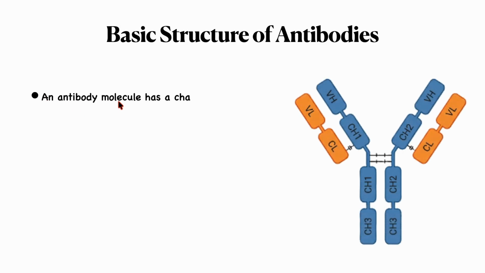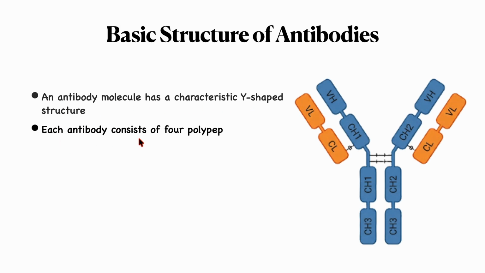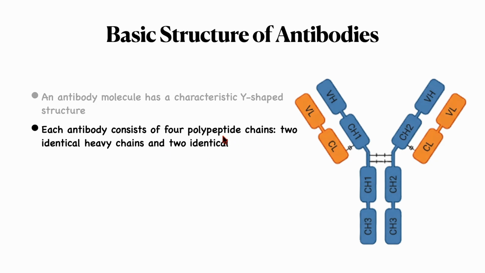First, let's look at the basic structure of antibodies. An antibody molecule has a characteristic Y-shaped structure. Each antibody consists of 4 polypeptide chains, 2 identical heavy chains, and 2 identical light chains.